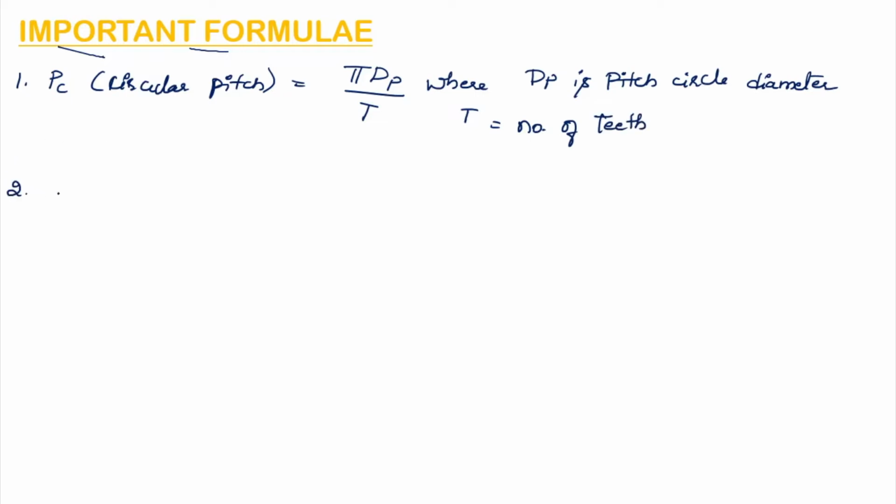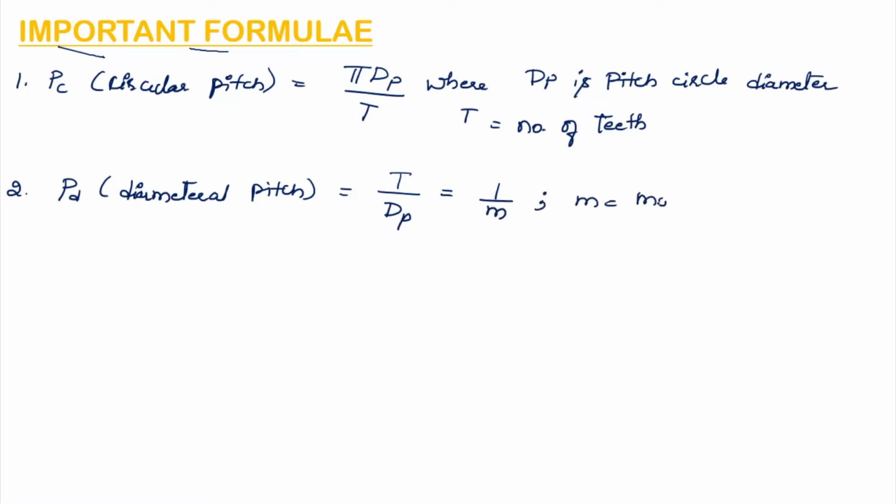The second one is PD, that is the diametral pitch. That is T by dP. So again, T is the number of teeth and dP is the pitch circle diameter, or it can be defined as 1 by m, where m is the module.